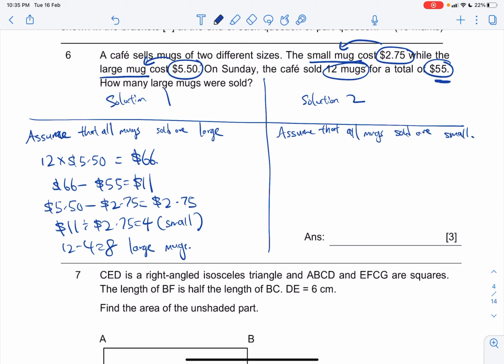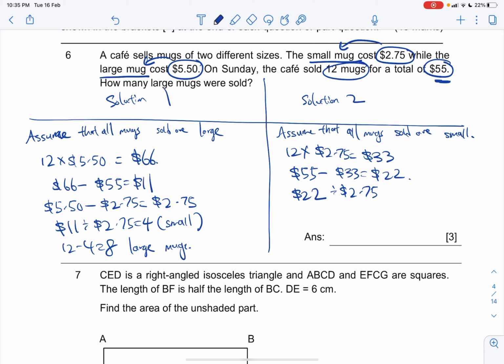Alternatively, if we assume that all mugs sold are small, that means we have 12 times $2.75, which will give us $33. Now I'm going to take $55 minus $33, which is $22. And we know that the difference between a large mug and a small mug is $2.75. So I'm going to take 22 divided by $2.75. I will get 8 large mugs. Okay, so either way, we have 8 large mugs.